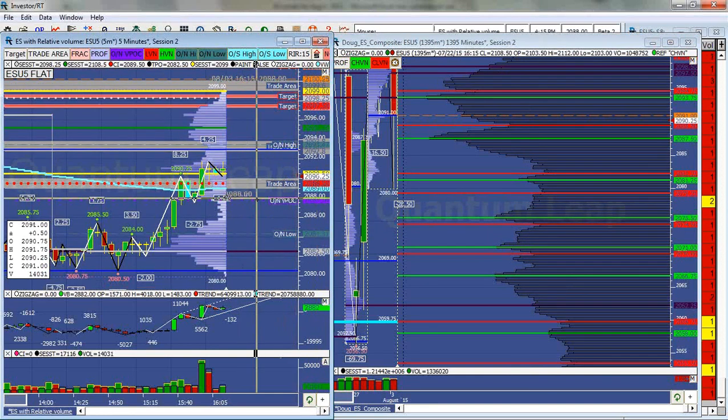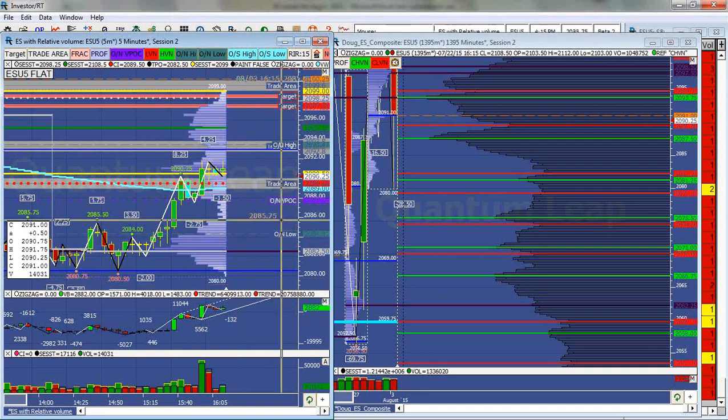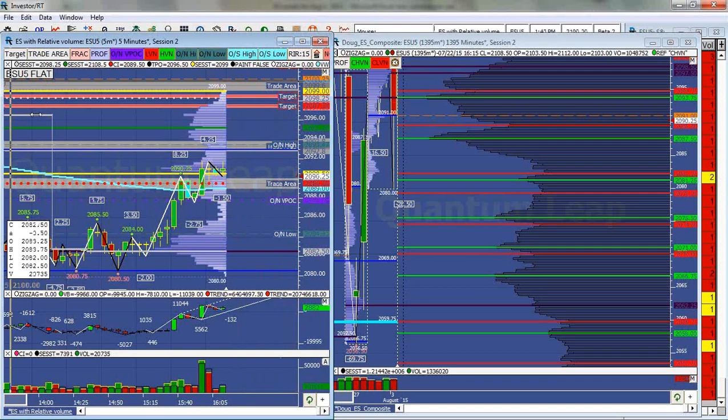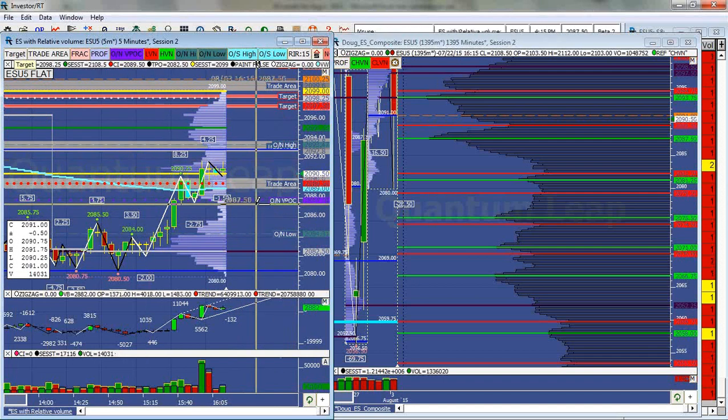My downside, if we get below 89.50, I'd be looking for them to come back in, and obviously the target right now is this 87.50.